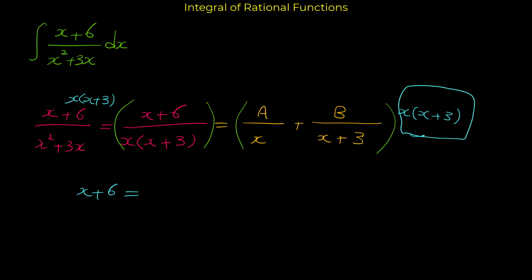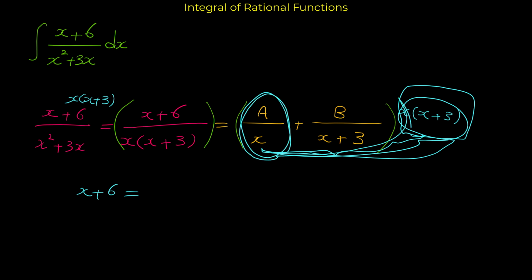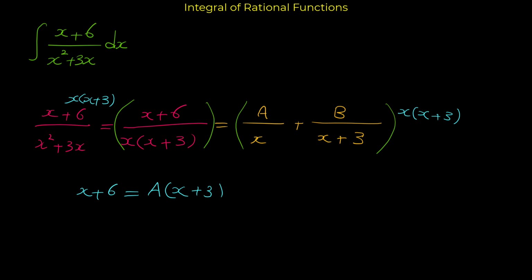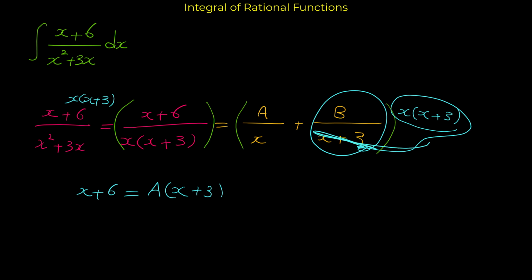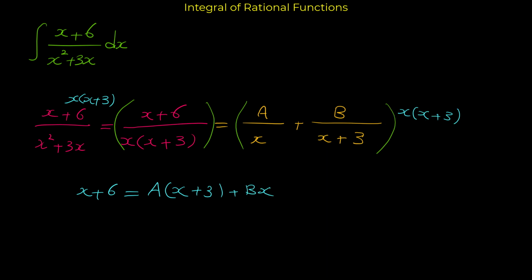When we multiply this in this bracket, first we multiply this in the first fraction. x with x cancels and then we have A times x plus 3. Then we multiply this in the second fraction. When we multiply this in this fraction, x plus 3 with x plus 3 cancels, so we have only Bx. So we have x plus 6 equals Ax plus 3A plus Bx.